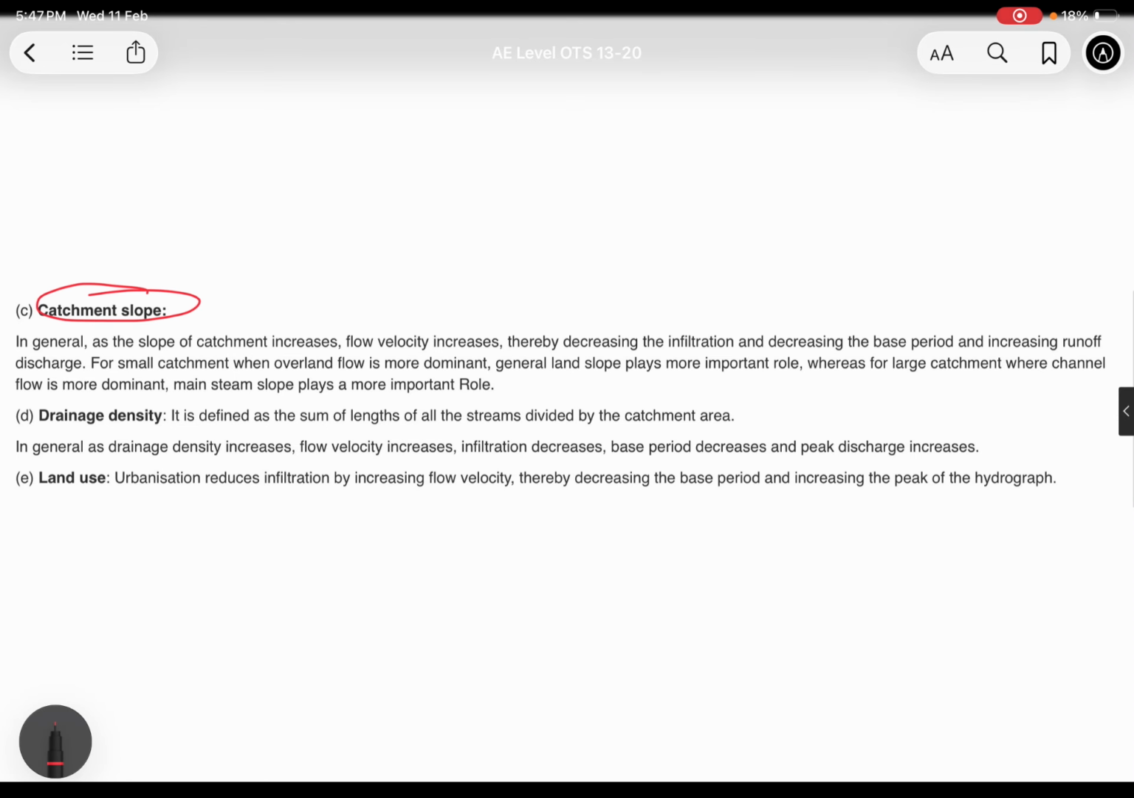Catchment slope. In general, as the catchment slope increases, the flow velocity increases, thereby decreasing the infiltration and decreasing the base period and increasing the runoff discharge. For a small catchment, where the overland flow is more dominant, land slope generally plays a more important role, whereas in a large catchment, where the channel flow is more dominant, mainstream slope plays a more important role.